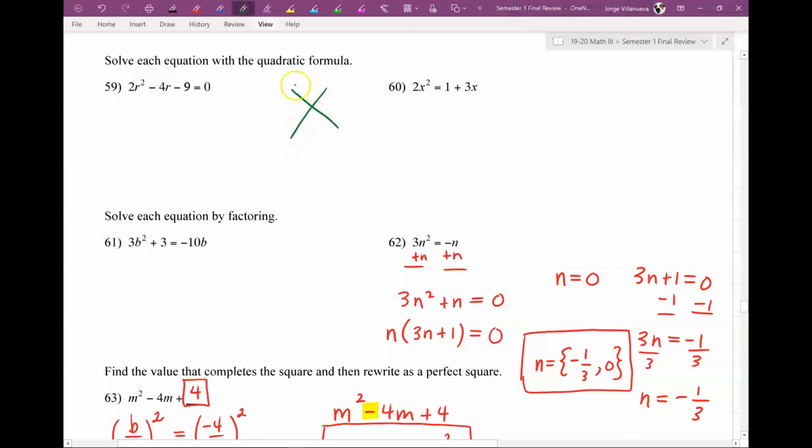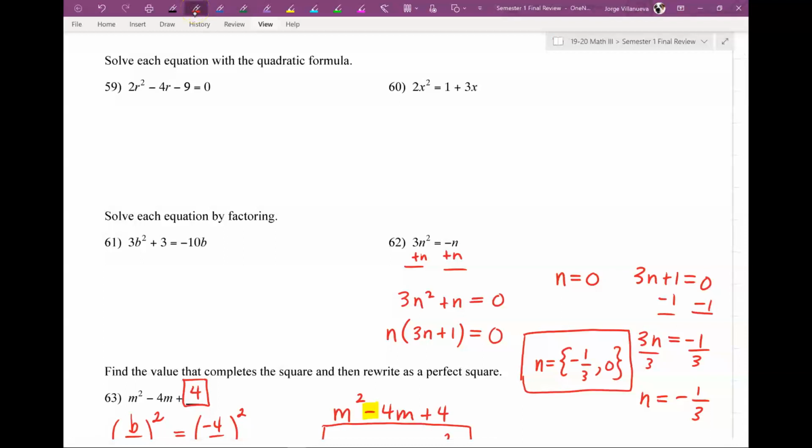So 2 times -9 is -18, and -4 goes down at the bottom. Now, two numbers that add up to -4, but multiply to -18, what would that be? 2 and 9, 3 and 6, 4, 5, 6. Nothing. Oh, it says use the quadratic formula. I think we're going to have to use the quadratic formula. Sorry about that, that wouldn't work.